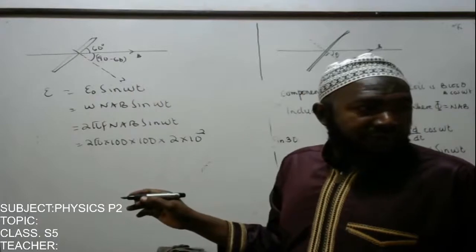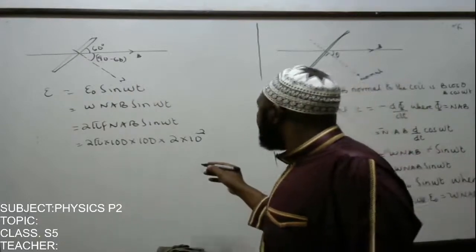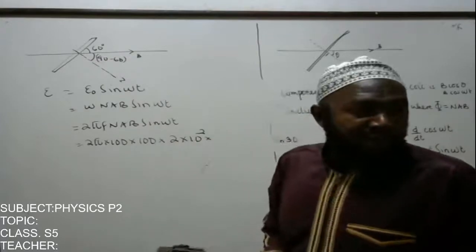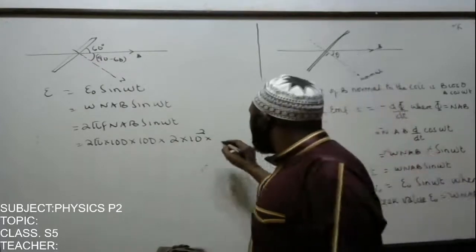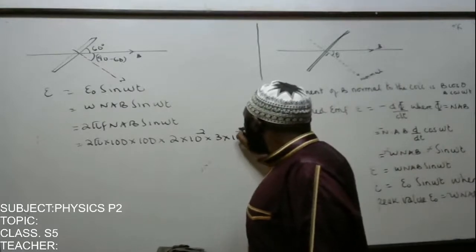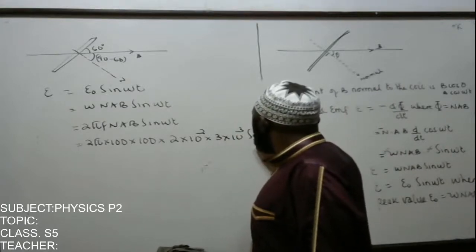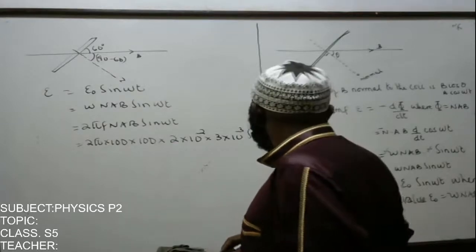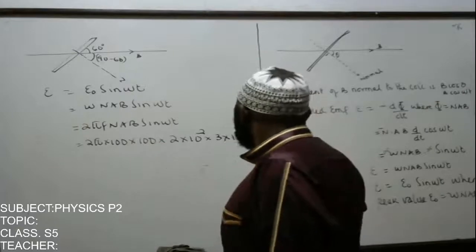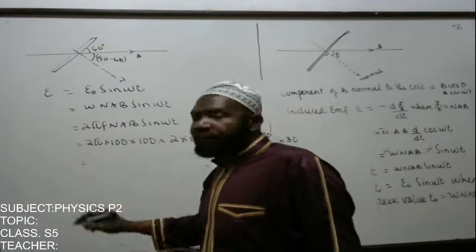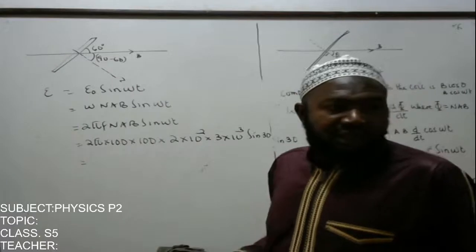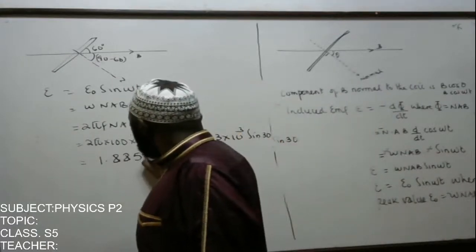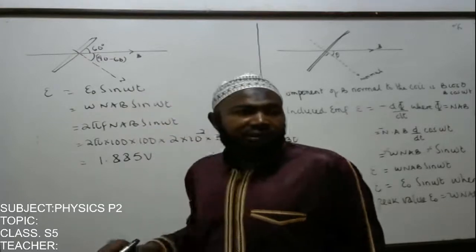The frequency was 100 revolutions. Now then the magnetic flux density B was given to be 3 times 10 power minus 3 Tesla. Then sine 30. It's going to be sine 30, that is 90 minus 60. So we end up getting the answer that was given as 1.885 volts. That is number 1, Roman 1.